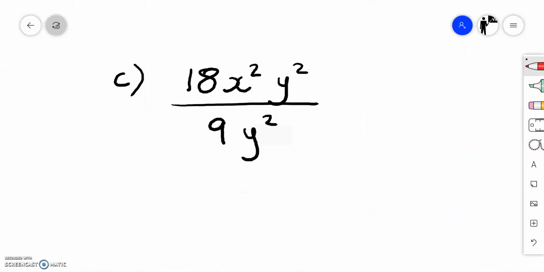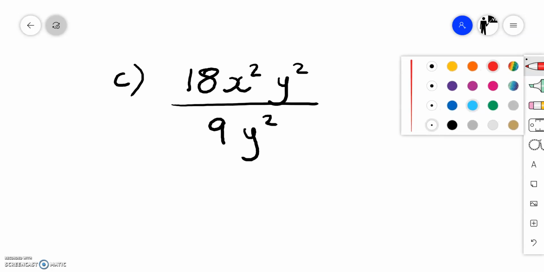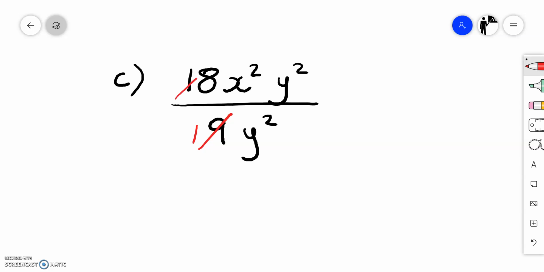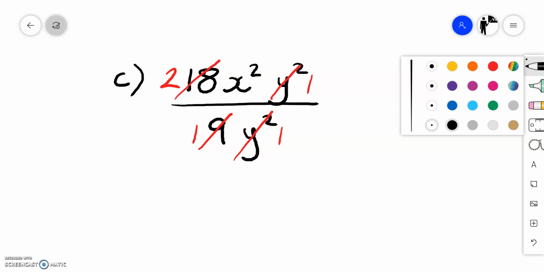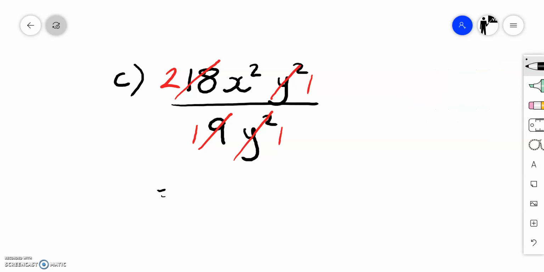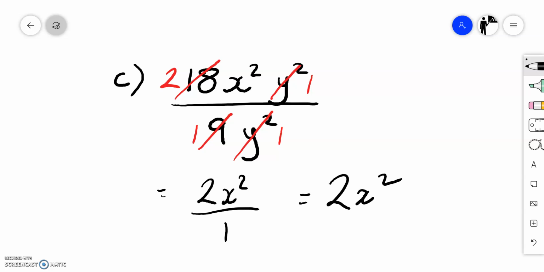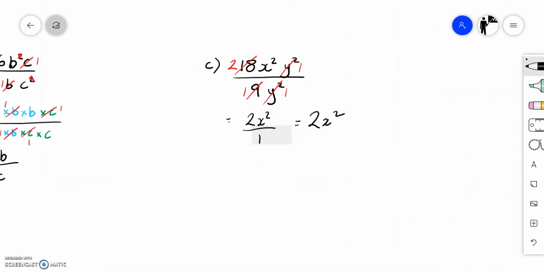Let's have a look here. Okay. Let's have a look at my numbers. I've got 9 and 18, so 9 goes into that once and into this twice. No x's in common, but they both have y squared, so I can simplify both the y squareds here. What have I got left? I've got 2 times x squared times 1, so that's 2x squared, over 1 times 1. That's just going to give me 2x squared. That's a bit of an introduction to this.